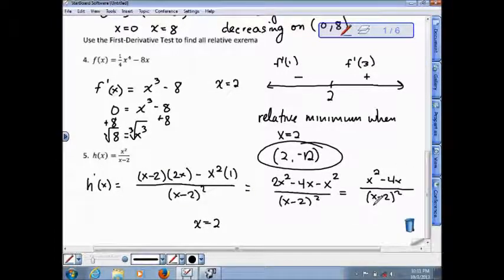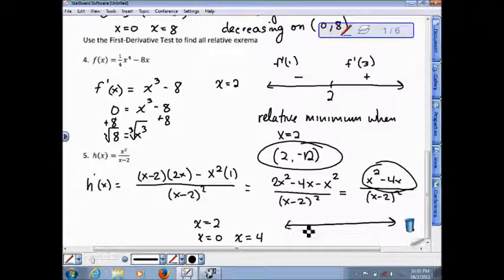Now we have to find out where the first derivative is equal to 0. Because it's a rational expression, it's only ever going to equal 0 when the numerator is equal to 0. So there are two values of x that will make the numerator equal to 0. It's x equals 0 and x equals 4. So those are three critical values that we have. If we test those, 0, 2, 4, now we need to choose test points within each interval, plug them into the first derivative, and see what comes out of that.